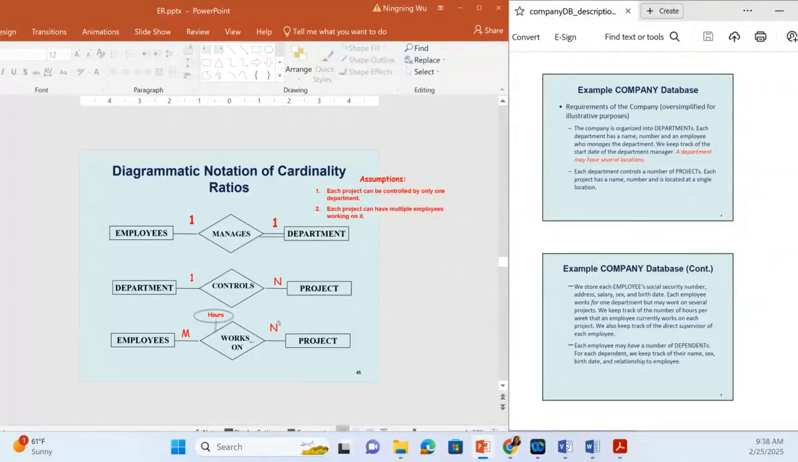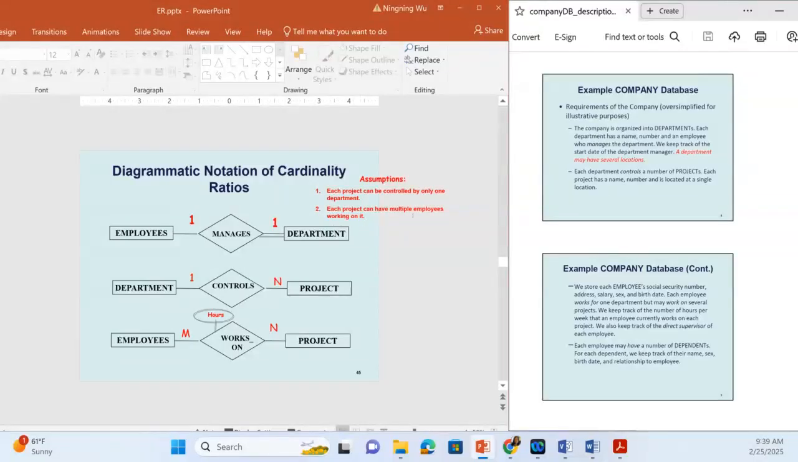When we discuss both the cardinality ratio constraint and participation, we have to consult the data description to see if we are able to get that information from it. If yes, then we can supply the corresponding constraints. If no, then we have to make an assumption. I think we have some assumptions made already. For example, each project can be controlled by only one department. And that's the one here.